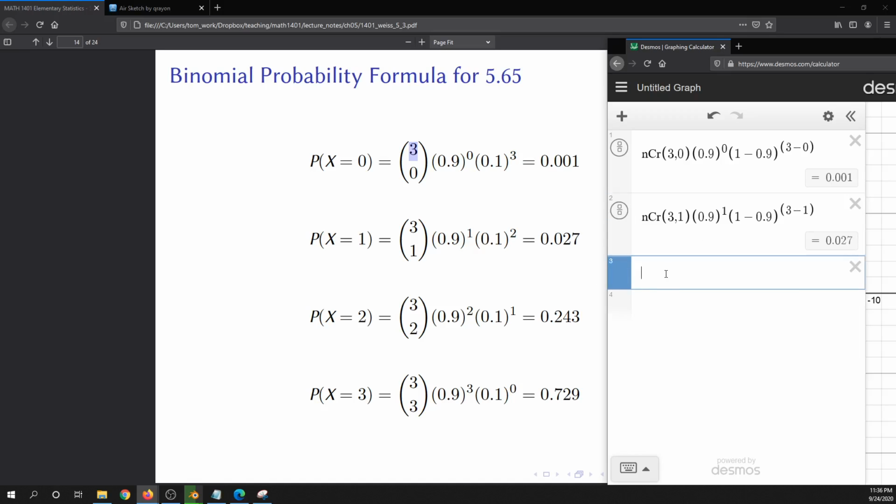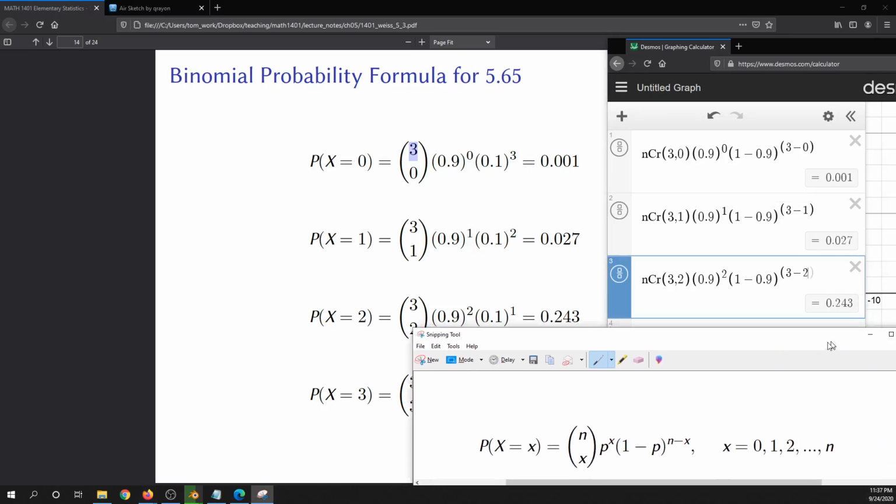And same thing on the other one. Do one more. This one here, do nCr 3, 2, and 0.9. In this case, we have 2 successes. My keyboard's acting kind of weird. Okay, and 1 minus 0.9, and 3 minus 2. And you can see I get this value right here.